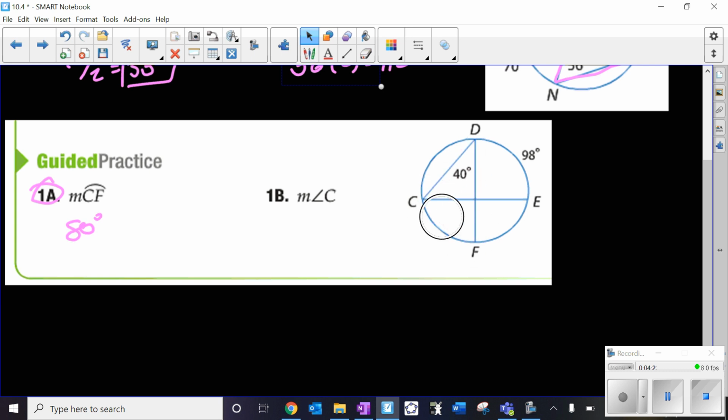And then the last one, I want to find the measure of angle C, which is right there. They should label that a little differently, maybe DCE would be better. But I want to find that measure. I'm going to draw it in. Now I'm going from the arc to the inscribed angle. Half of 98 would be 49 degrees. Oops, now my pen's not writing, but it should be 49 degrees.